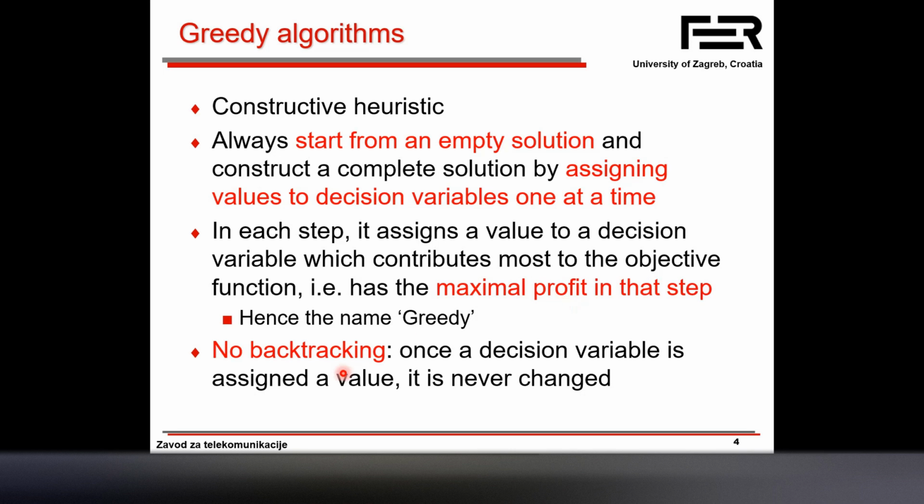Of course, what I'm talking about now are just some general characteristics. Of course, you can have modified algorithms and so on where you define whatever it is that you want. But in general, what we're talking about is no backtracking. So once a decision variable is assigned a value, it's not changed. So we keep going.